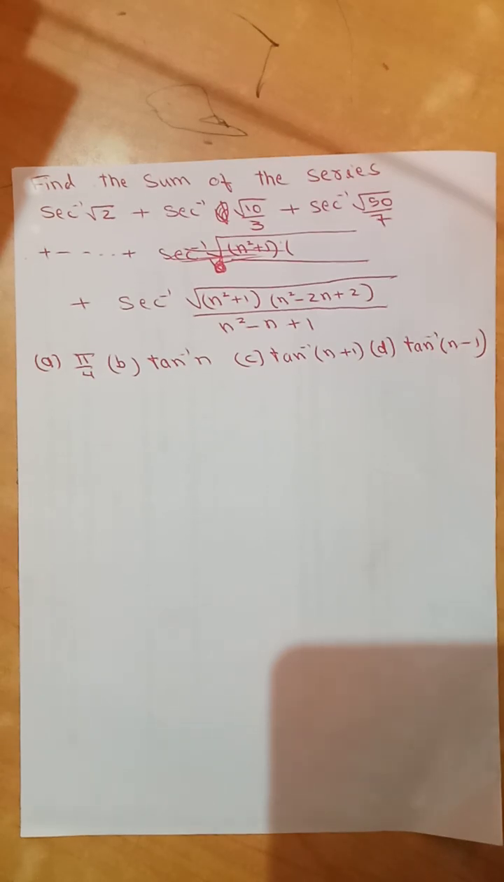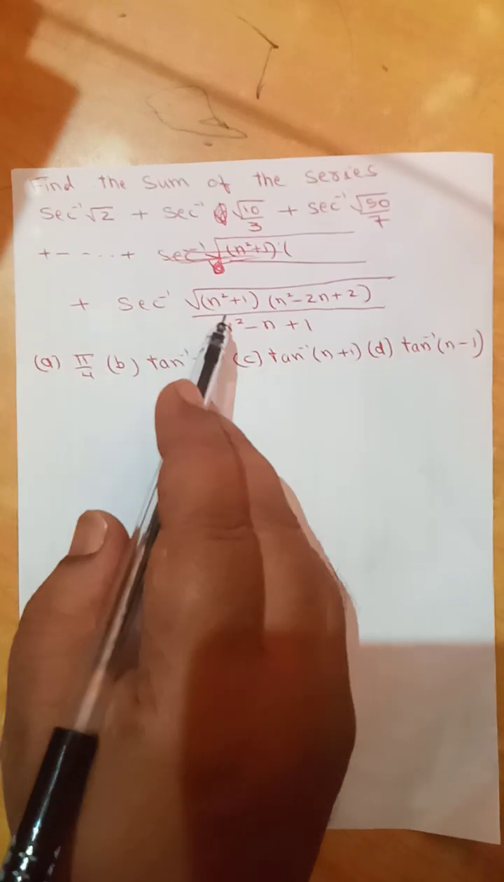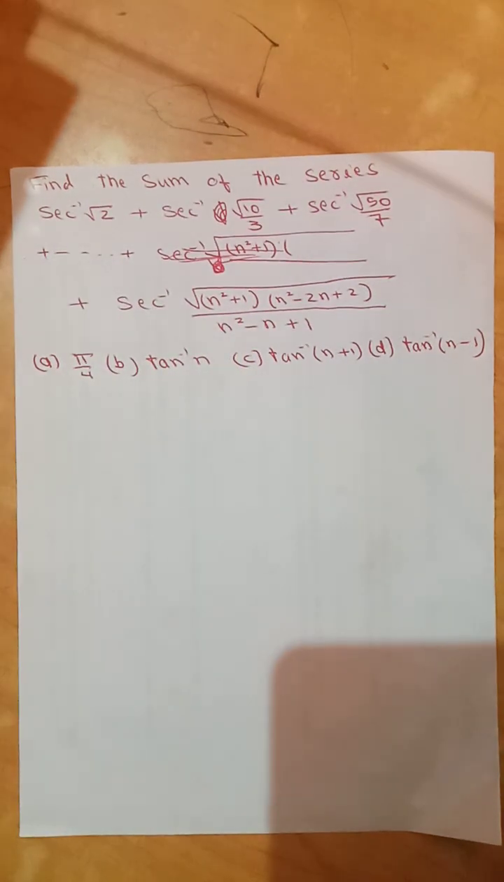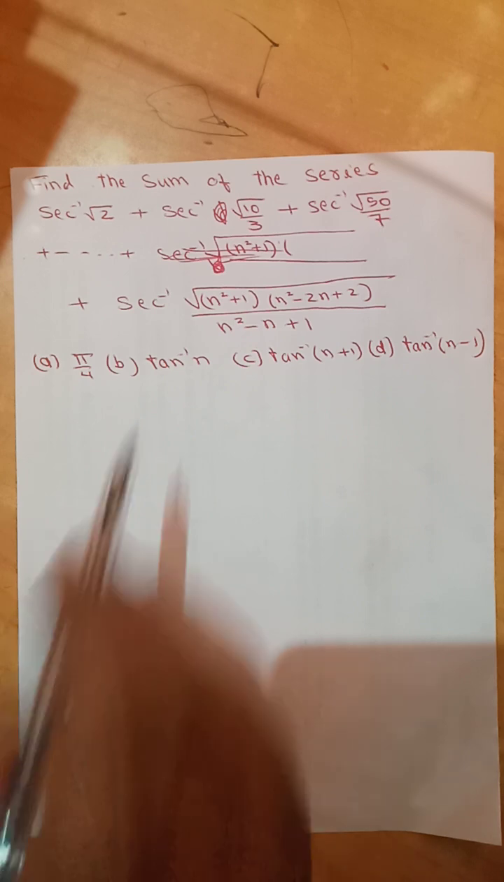The question is to find the sum of the series sec inverse root 2 plus sec inverse root 10 by 3 plus sec inverse root 50 by 7, and so on up to sec inverse of the square root of (n square plus 1) into (n square minus 2n plus 2) whole divided by n square minus n plus 1. It is all inside the square root.